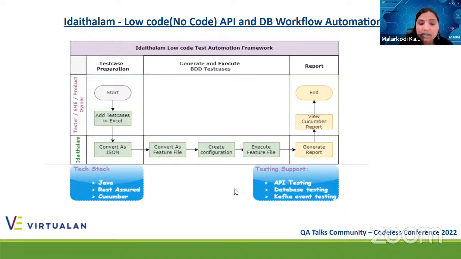This Idaithalam framework uses Java, REST Assured, and Cucumber. These are all the technologies used in it, but you're not doing anything with them. Then testing support: it supports API, database, and Kafka event testing.